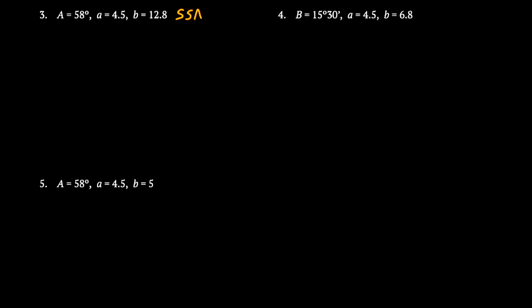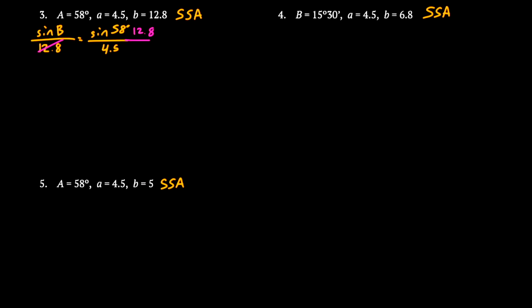All three of our next examples are that ambiguous case, side-side-angle, which means that we could have 0, 1, or 2 triangles show up. So let's see what happens. In number 3, we're given angle A and side A, so that's the pair that I'll want to put together. And since we have side B by itself, let's figure out angle B. So I'll put sine of angle B on top over side B, which is 12.8, equals, and then sine of angle A, which is 58 degrees, over side A, which is 4.5.